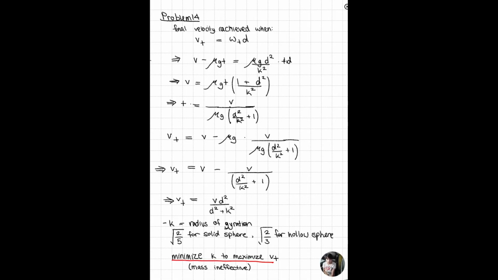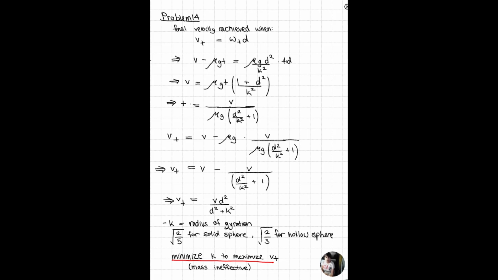Okay, so this is problem 14. Remember that the final velocity is achieved when vt equals omega t times d. We can apply that here. If we plug the two expressions that we got in the previous problem here, after some simplifying of the equations, we get that t equals v over mu g times d squared over k squared plus 1, where d is the common radius, so we can use d as a common standpoint. Notice that this expression has nothing to do with the mass, so maybe the mass they gave us at the beginning might actually be irrelevant.